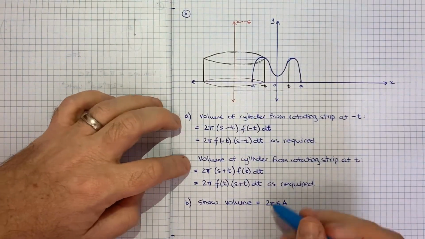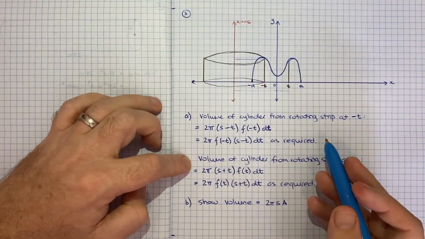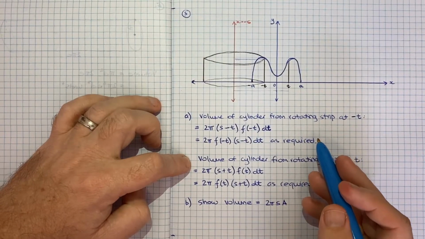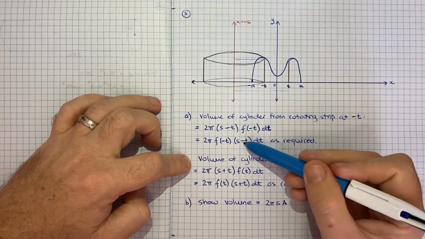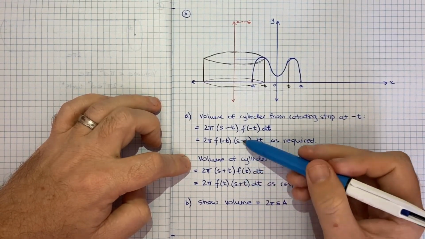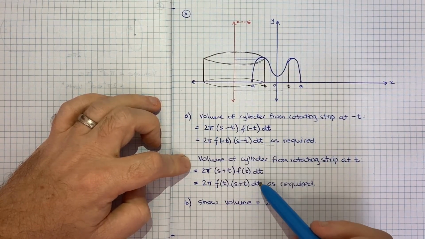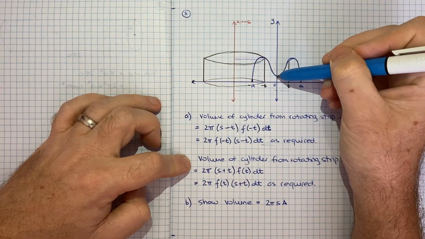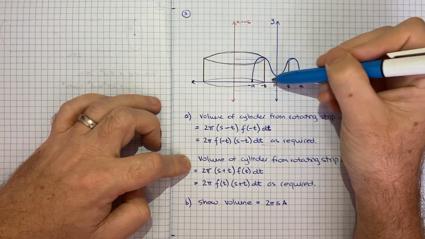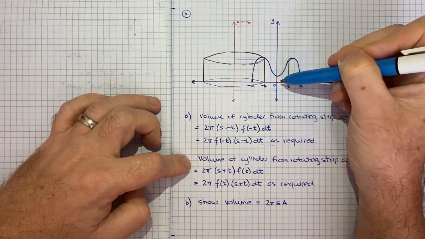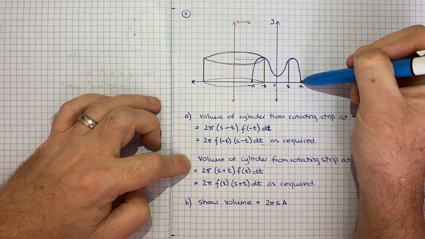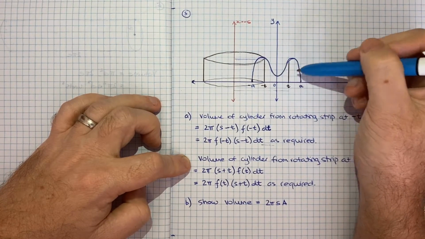Basically, the way we can get there is we can start by taking these two results that we've done in part A and splitting up this curve into two bits, the bit between negative a and naught, and then the bit between naught and a, and adding up those integrals.